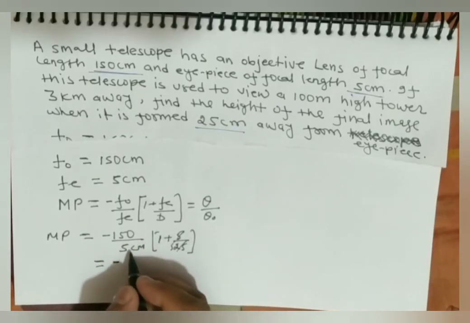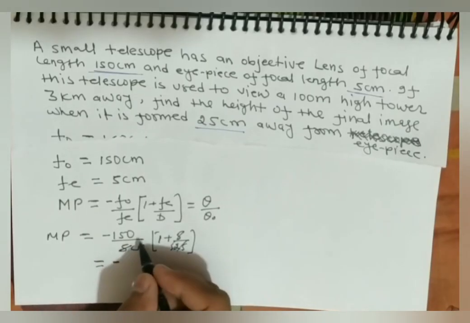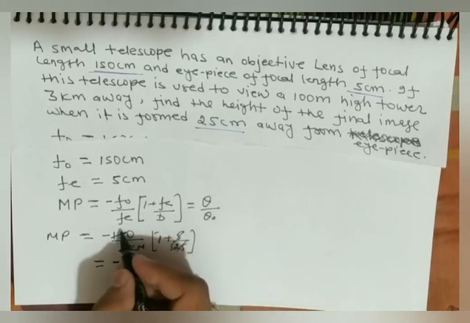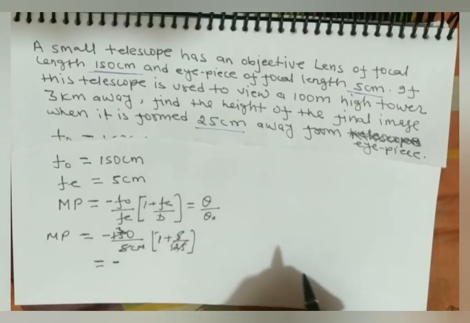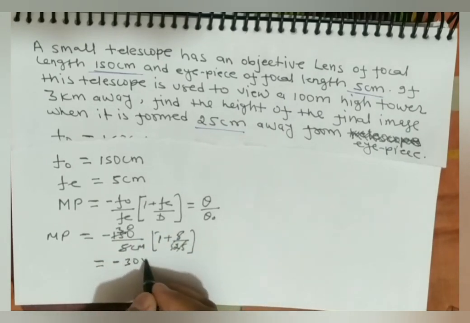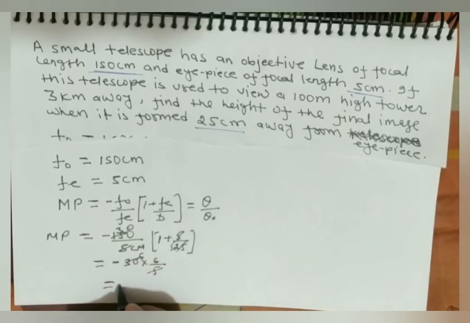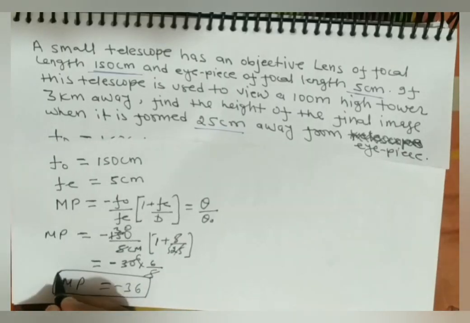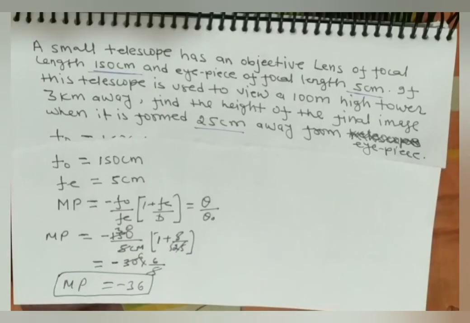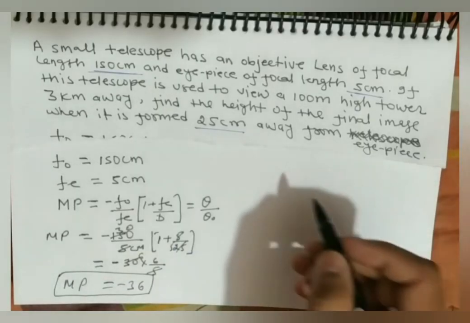Okay, so 30 minus 30 and 5 plus 1 upon 5, it will be 6, that is minus 36. Magnifying power is minus 36. Okay, now see the situation.